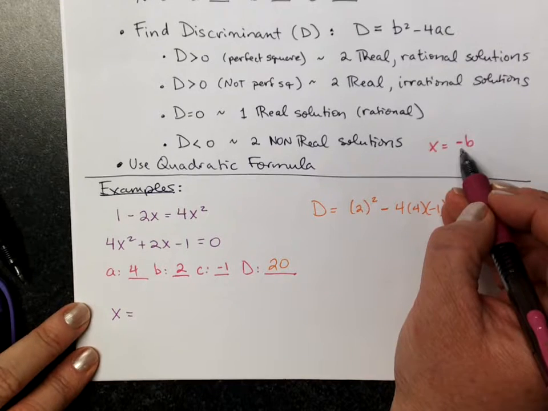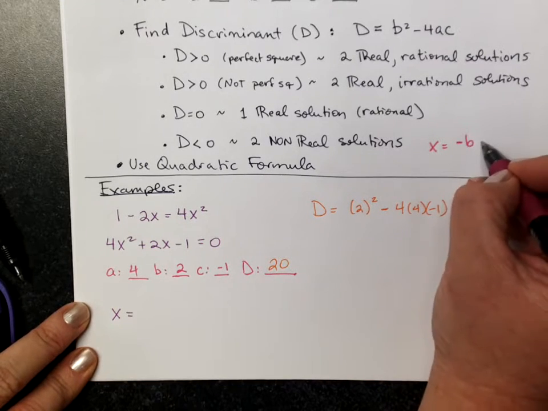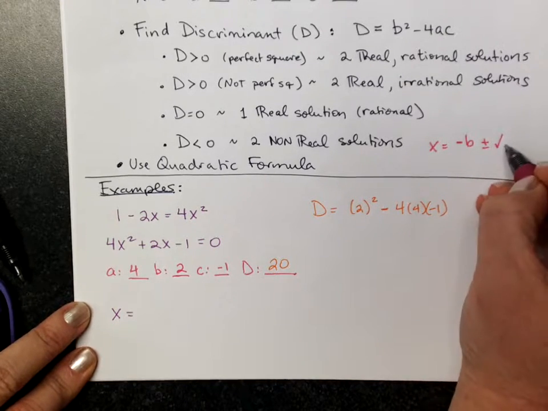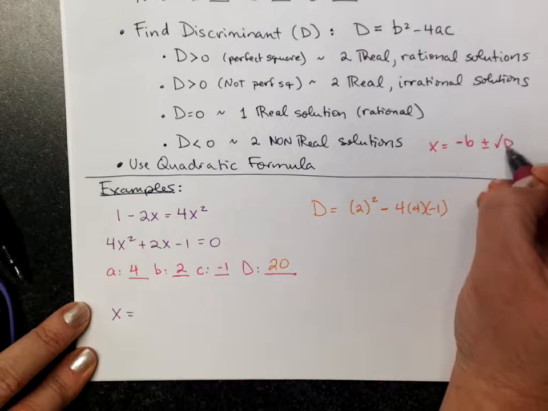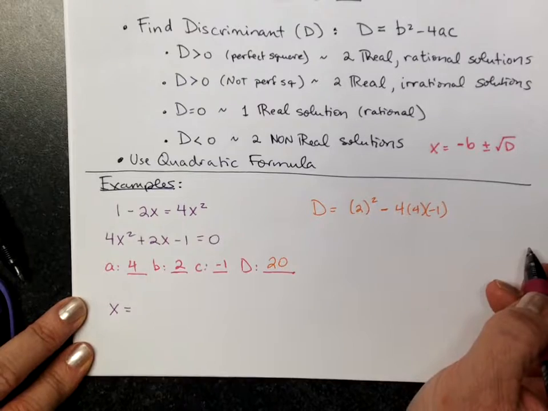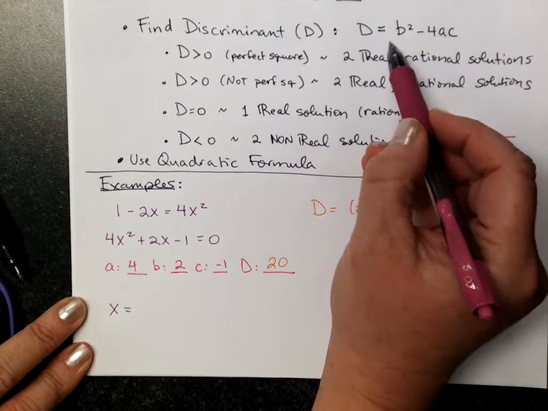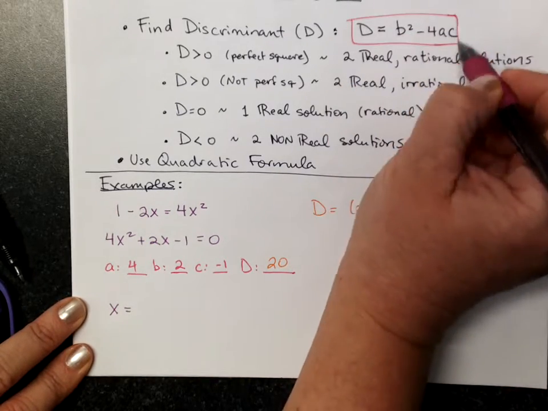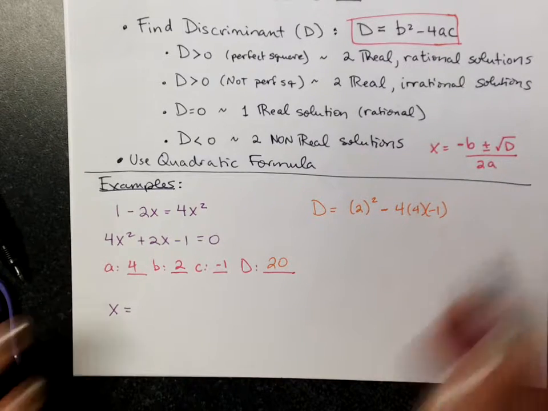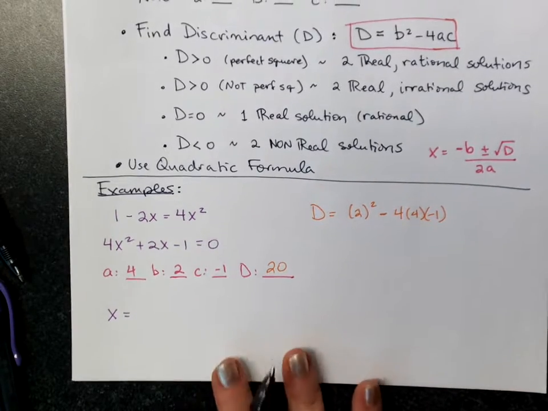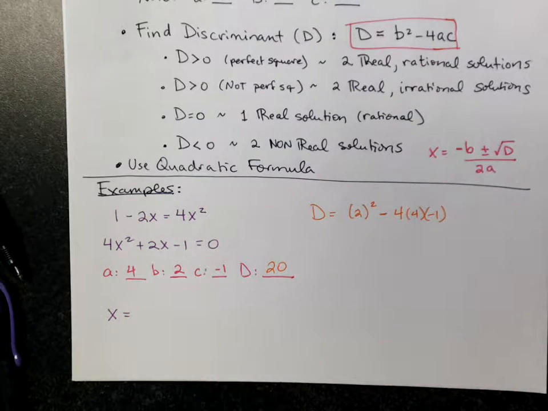It's going to flip the sign of your b. Be real careful about that. Then plus or minus square root of your discriminant, which is b squared minus 4ac, but it's easier to look at the formula if you think of it this way. Negative b plus or minus square root of d. You already calculated your d. And over 2 times your a. So I'm solved for x.